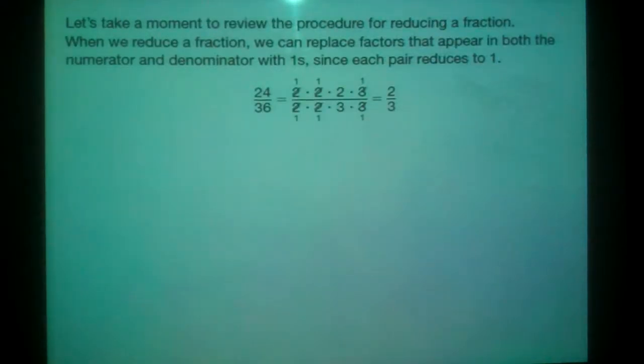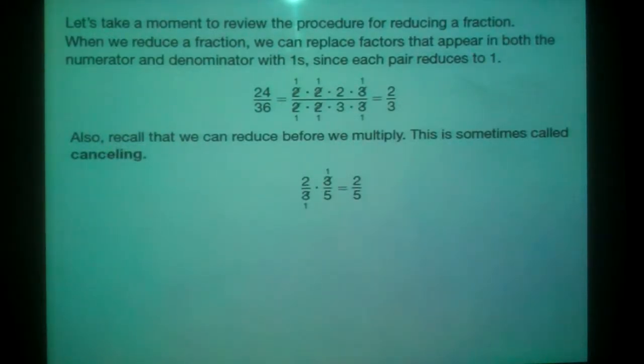All right. So to review, reducing a fraction, we can replace factors that appear in both the numerator and denominator, as long as everything's being multiplied. But you can see here they broke down 24 into its prime factors and 36 into its prime factors, and they crossed out all pairs. 2 over 2 is 1, 2 over 2 is 1, 3 over 3 is 1, and you're left with 2 over 3.